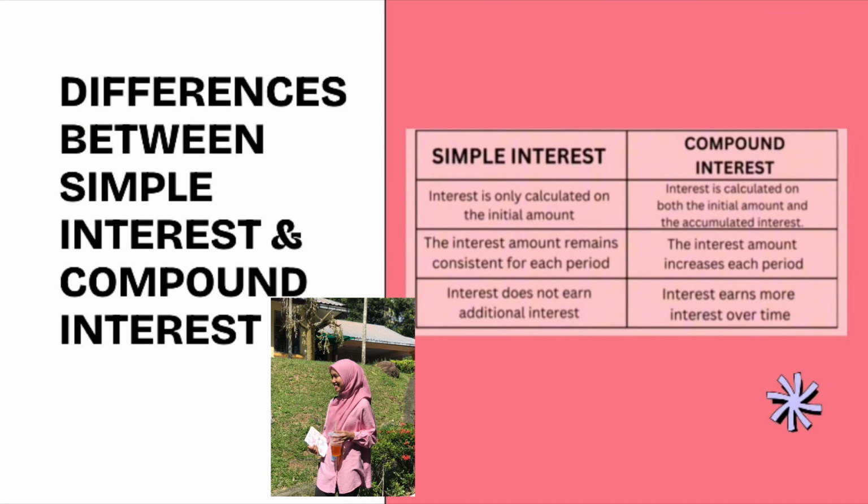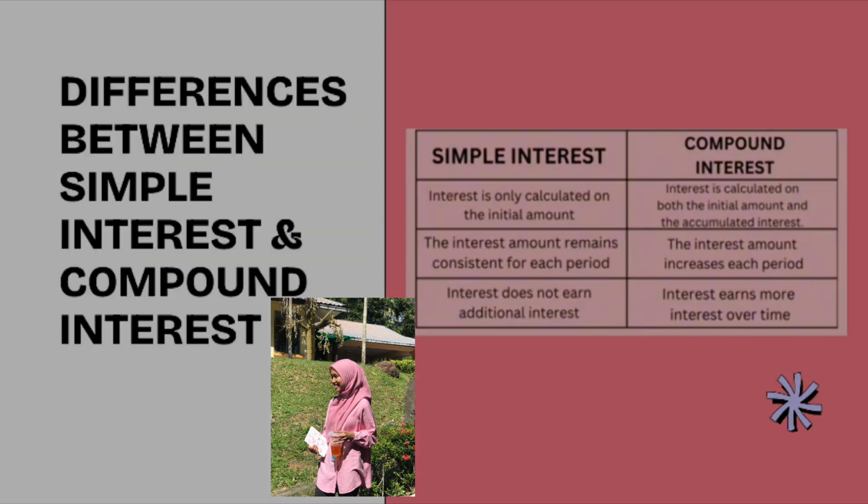Next, the difference between simple interest and compound interest. For simple interest, interest is only calculated on the initial amount. For compound interest, interest is calculated on both the initial amount and the accumulated interest. Second, for simple interest, the interest amount remains consistent for each period, while for compound interest, the interest amount increases each period. Third, simple interest does not earn additional interest. Compound interest earns more interest over time.